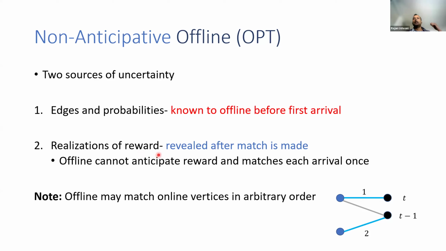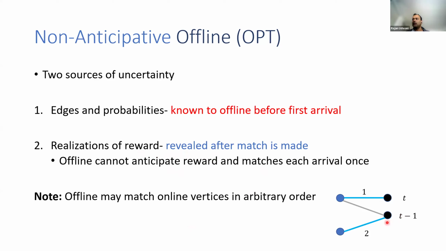So the realization of each edge is revealed to the offline after it decides that it wants to include this edge in the matching. Another way to say this is that the offline cannot anticipate rewards, and it gets one shot at matching each arrival. So offline can, however, go about matching the different arrivals in an arbitrary order.